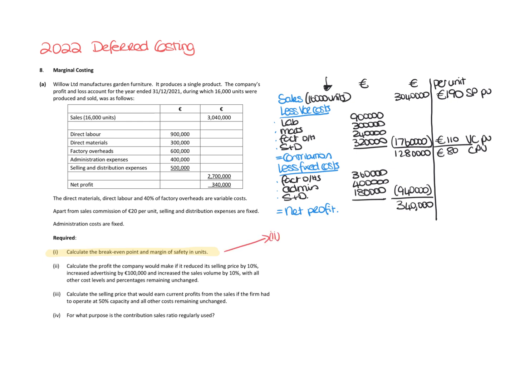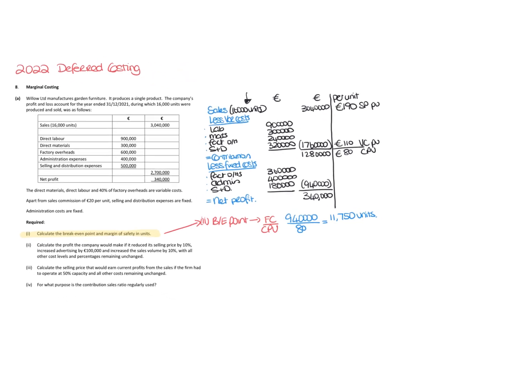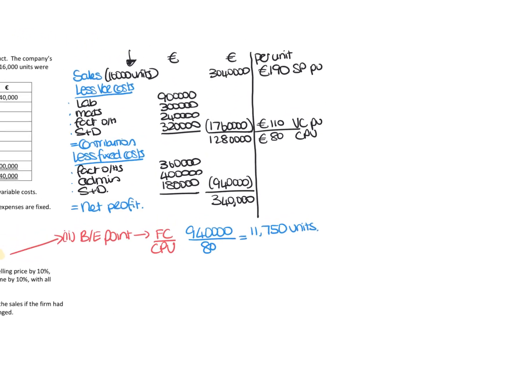So number 1, break-even point. The formula for that is fixed costs over contribution per unit. So my fixed costs here, 940,000, and my contribution per unit is there, 80 euro. Okay, so when I put that into my calculator, I get a lovely even number, 11,750 units exactly. Okay, so that is the point at which my costs are all covered.